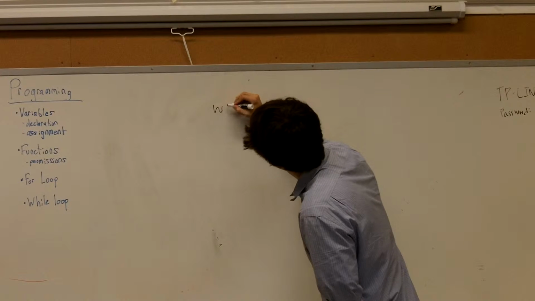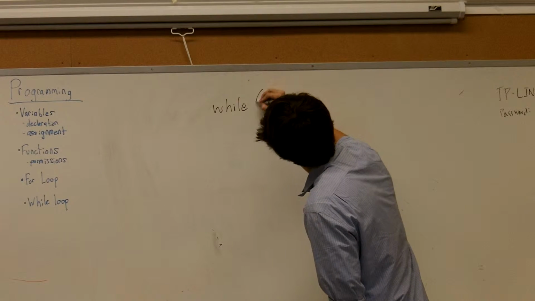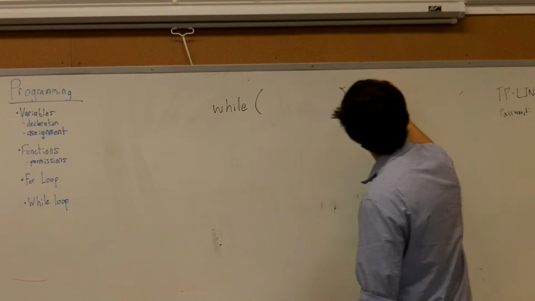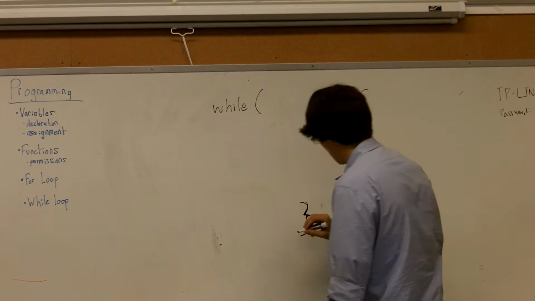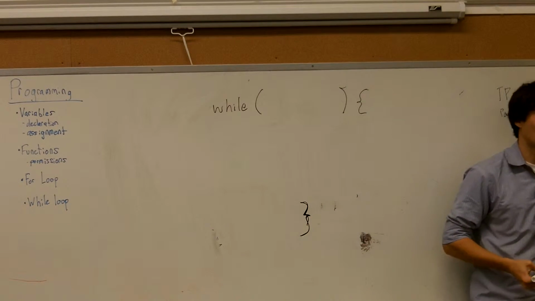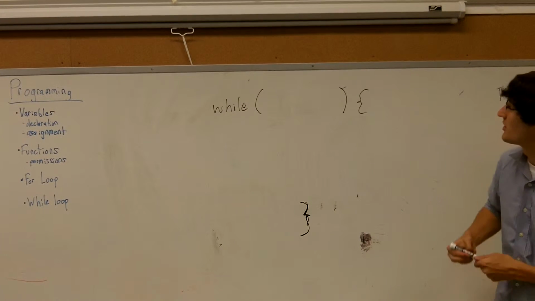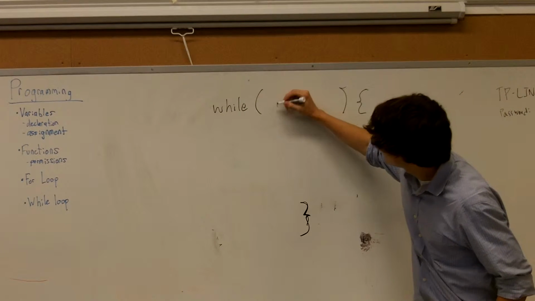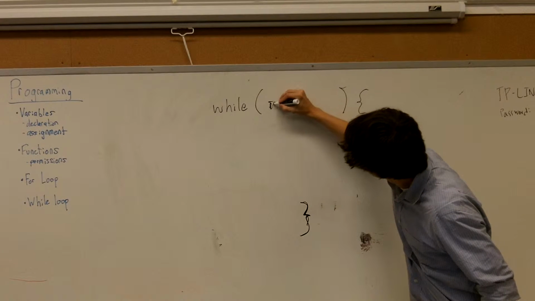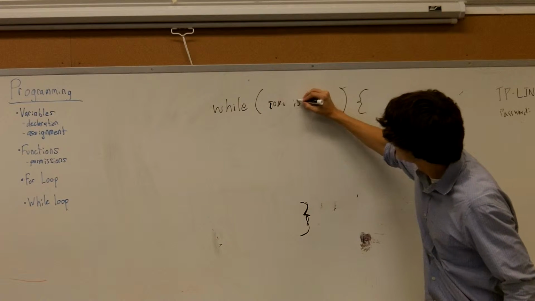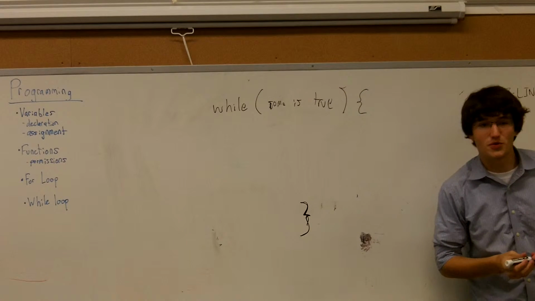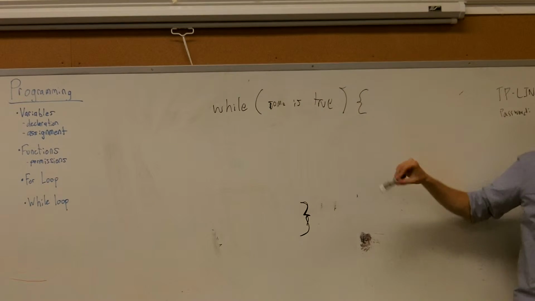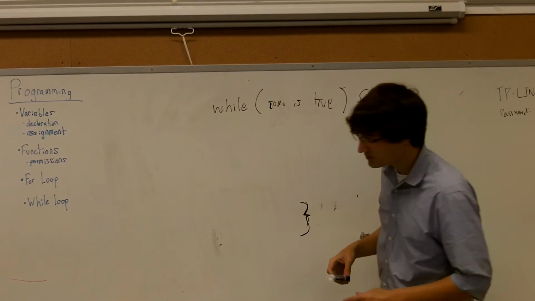A while loop is this. This is the general form for a while loop. So while something is true, we're going to be going through this while loop until it's no longer true.